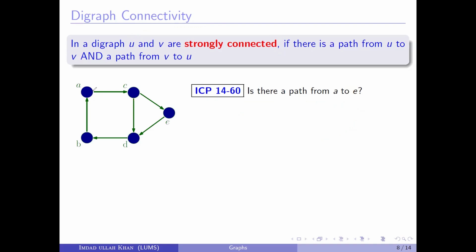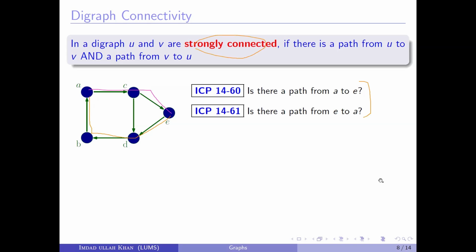The answer is yes. There's the path through C which takes us to E. Is there a path from E to A? So if you focus on this part, there's a path from E to A. The answer is yes. So if paths exist both ways, what can we call that pair?